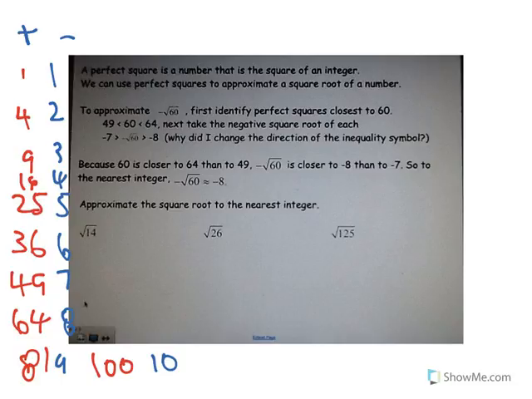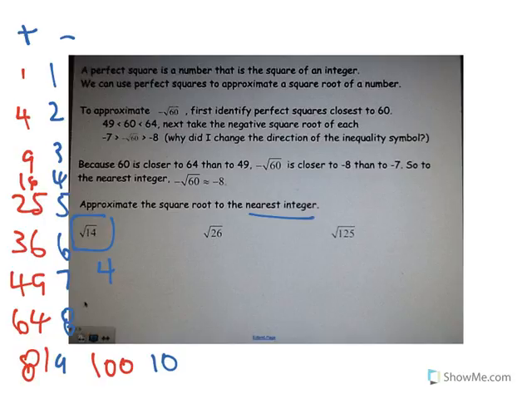In this case here, it's asking to approximate the square root to the nearest integer. What you're going to do is look for the perfect square that's closest to it. So in this case, is it closer to 16 or is it closer to 9? It's closer to 16, so the square root approximated to the nearest integer is going to be 4. The reason why I only put down 4 is because there's not a negative sign in front of it.